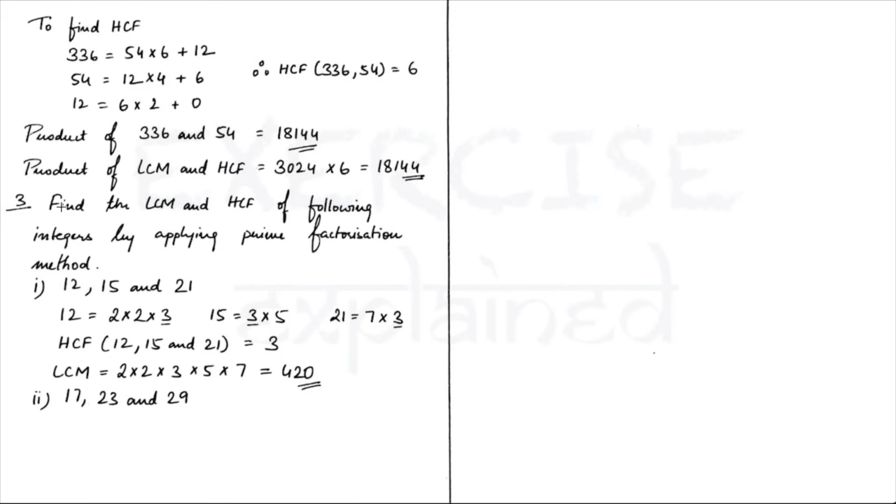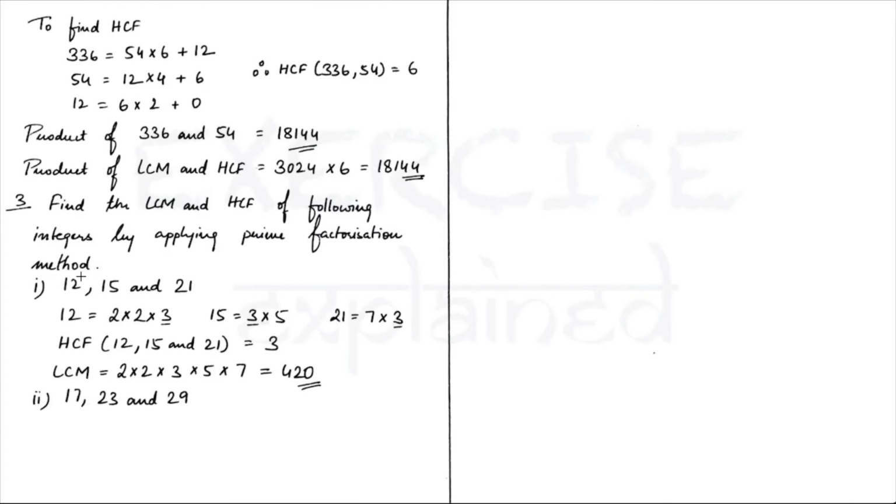Now we will get into question number 3 of CBSE 10 standard real numbers, that is, find the LCM and HCF of the following integers by applying prime factorization method. Until now, in whichever questions I have done, I have used Euclid's for finding HCF. So here what I would be doing is finding HCF by prime factorization.